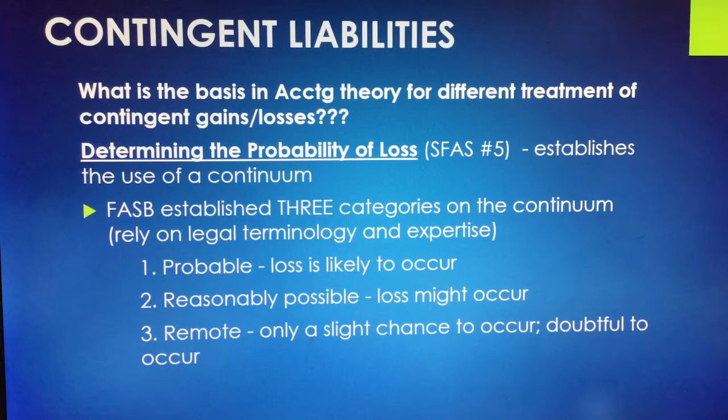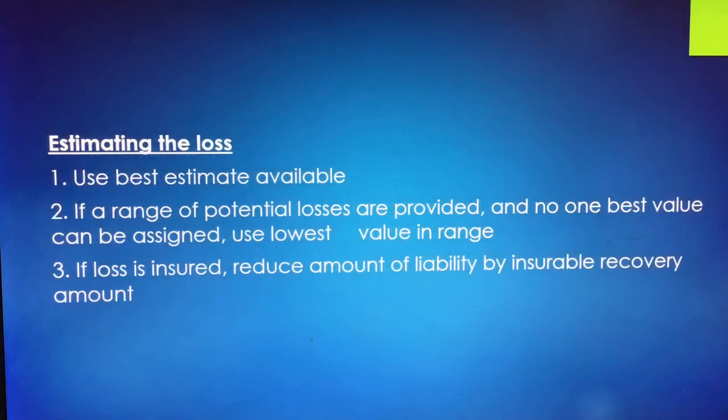The FASB has established three categories on this continuum of likelihood or probability, and this is where, again, expertise and attorneys are going to have to figure this out. It's probable if the loss is likely to occur. The second category is reasonably possible. That is where a loss might occur, and remote if there's only a slight chance of the event occurring.